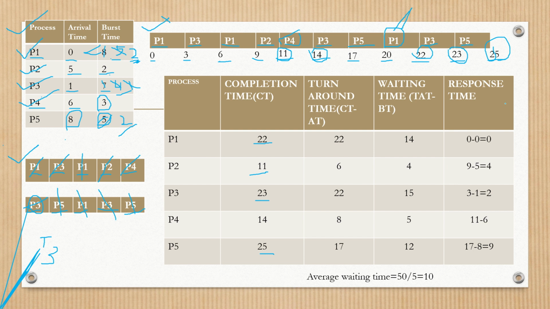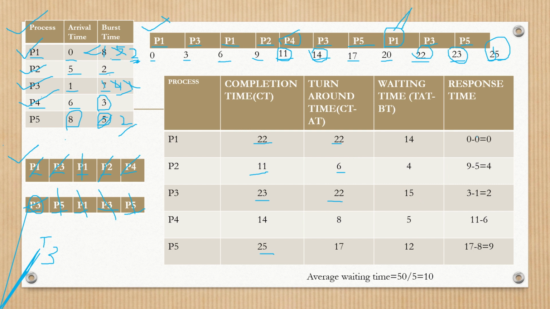Then waiting time. What is waiting time? It is turnaround time minus burst time. So turnaround time for process P1 is 22 minus its burst time, which was 8, so 22 minus 8 is 14. Then for process P2, turnaround time 6 minus burst time 2 is 4. Then for process P3, 22 minus 7 is 15. Like that you will get the waiting time.